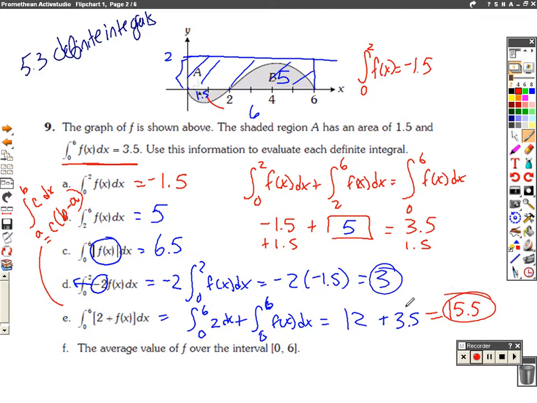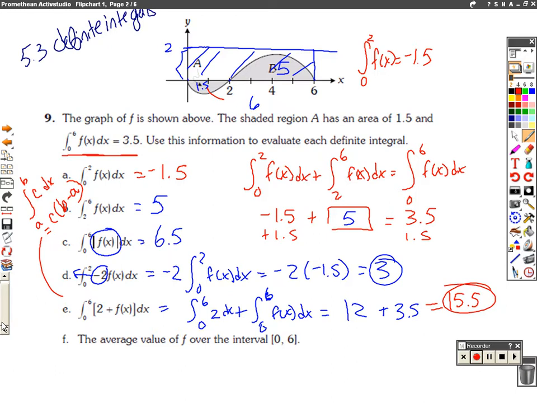All right, average value. We haven't talked about that in a while. We did talk about it. Let me just rewrite the formula down here. The average value formula said that the average value would equal 1 over b minus a times the integral from a to b of f of x dx.